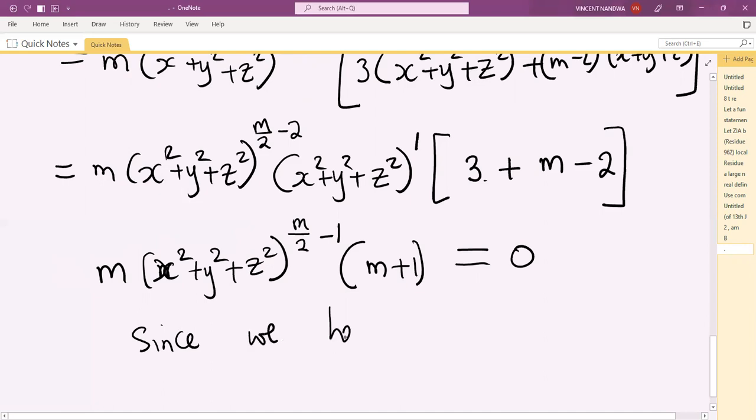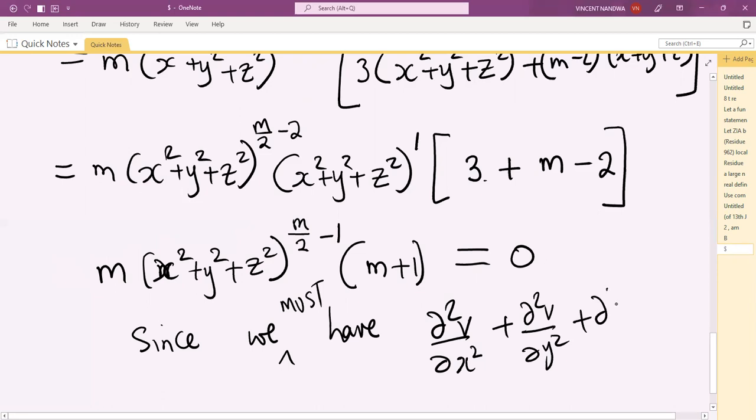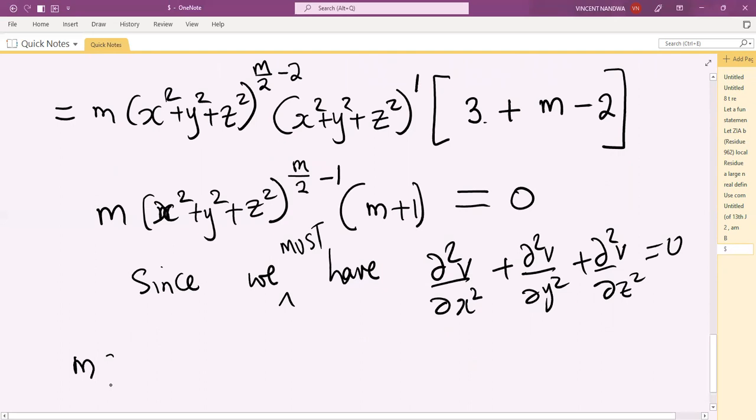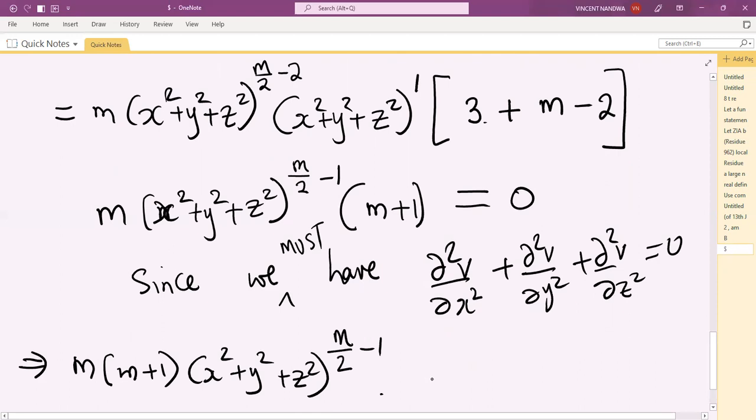But remember, this is equal to 0, since we must have ∂²V/∂x² + ∂²V/∂y² + ∂²V/∂z² equal to 0. So this is the same thing as saying m(m + 1)(x² + y² + z²)^(m/2 − 1) should be 0.